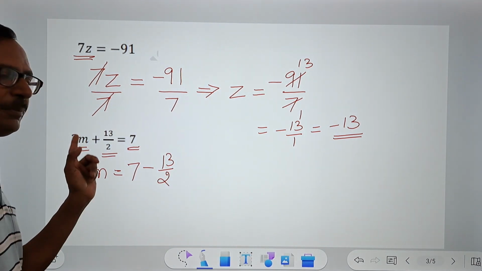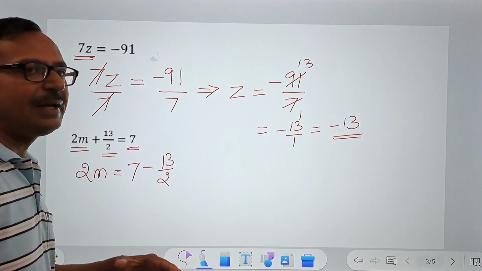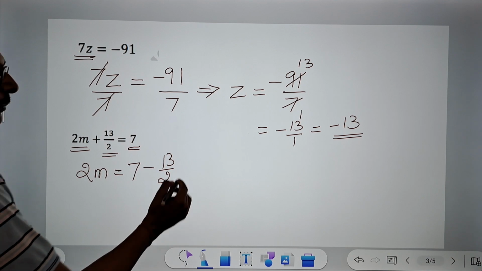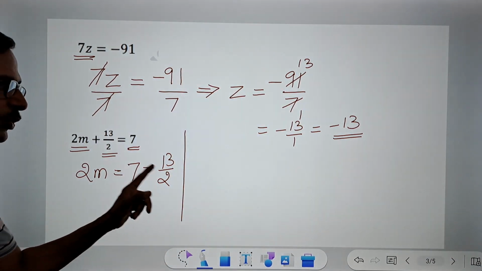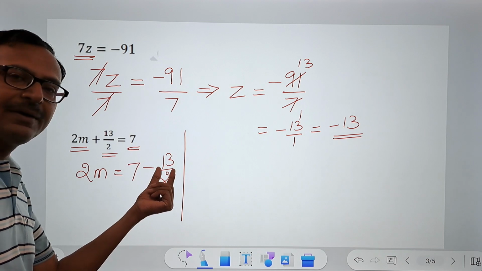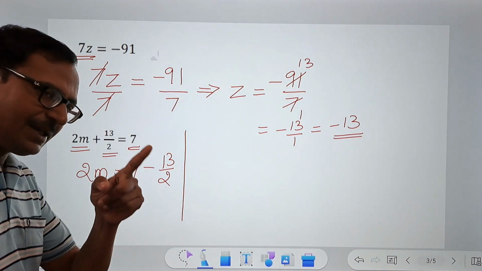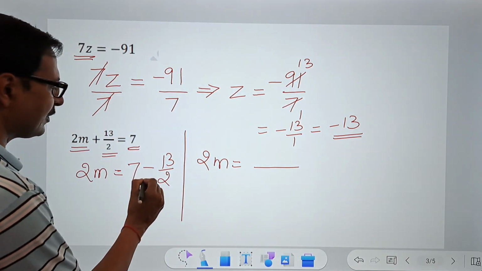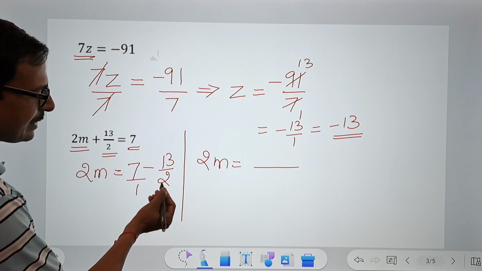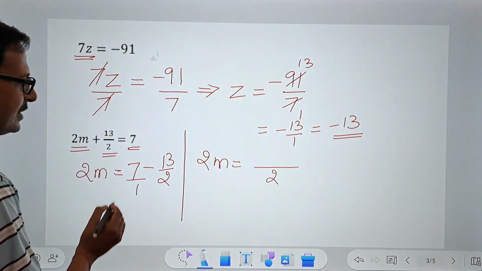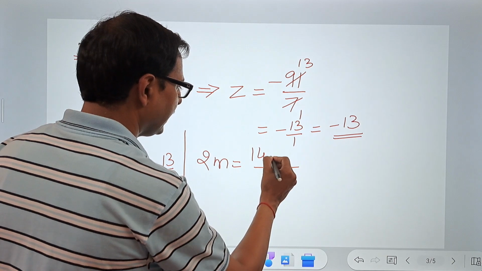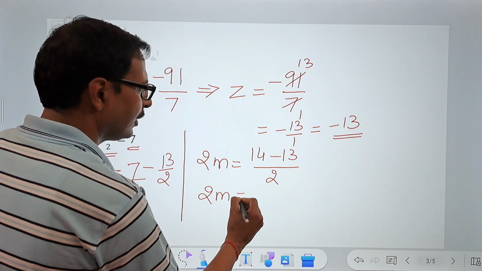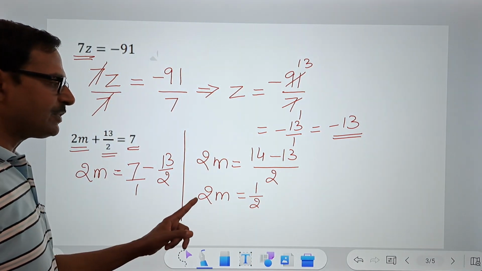Whenever you shift a term from one side to the other side of the equation, it changes sign. 7 minus 13 over 2. And now I think the students must be knowing how to subtract a whole number and a fraction. That is by taking the LCM. So 2m becomes equal to, if I take the LCM, 7 is 7 upon 1. So LCM of 1 and 2 is 2. 7 times 2 is 14 minus 13 retains as it is here. And therefore 2m will be equal to 1 upon 2. Now what happens to this 2?